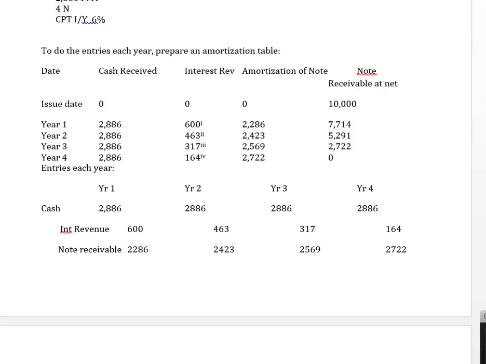So now when I'm calculating how much of the note is being paid down with the second payment of 2886 at the end of year two, the first thing I'm going to calculate is how much interest is included in this $2,886. And I can get that by taking 7714 and multiplying it by 6% to get $463 as the amount of the interest included in that cash payment that I've received.